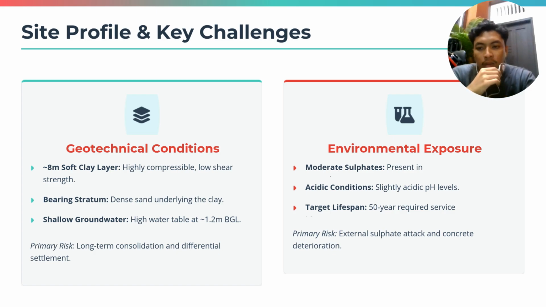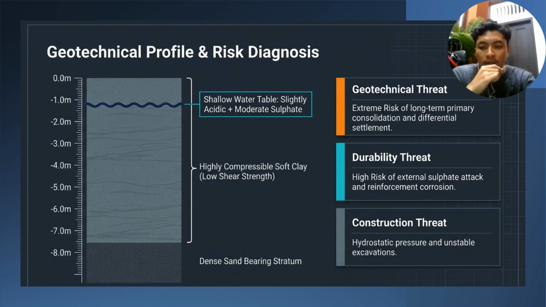Let us begin by looking at the battlefield, our site profile. We are dealing with a classic but challenging geotechnical scenario. Our site investigation reveals an 8-meter thick layer of highly compressible soft clay. This layer is characterized by low shear strength and poses an extreme risk of long-term primary consolidation and, more dangerously, differential settlement. Beneath this clay lies our bearing stratum, a dense sand layer.